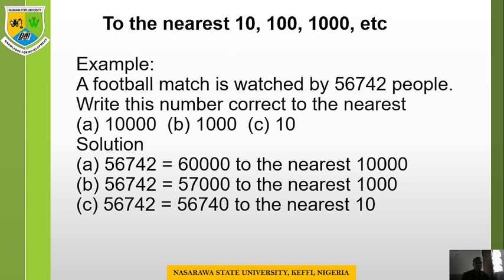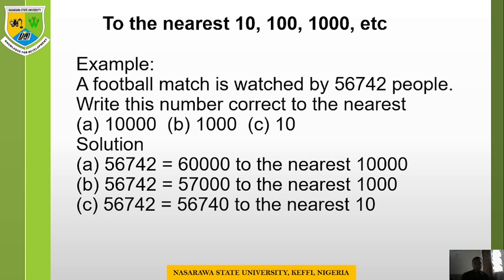We have an example before us here, which says a football match is watched by 56,742 people. Write this number correct to A, the nearest 10,000, B, 1000, C, 10. Alright, the first one, which is to the nearest 10,000: 56,742 to the nearest 10,000 will give us 60,000.